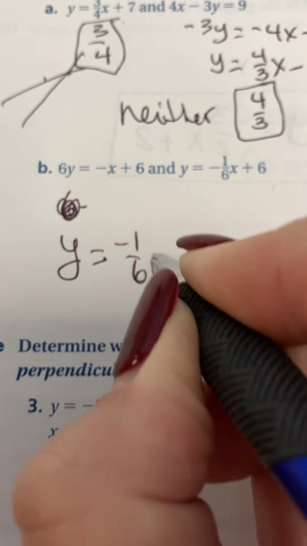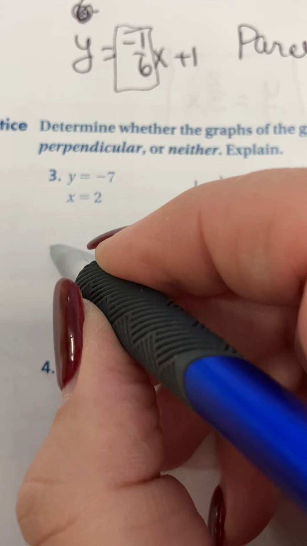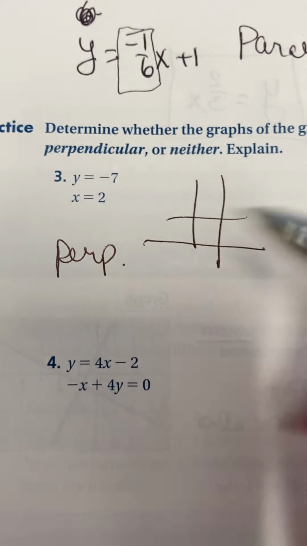Okay, when you take a look at this, same thing. If you ever have an x equals and a y equals, we graph these. Remember, the x equals is a vertical line, a y equals is a horizontal line. Vertical and horizontal are always perpendicular. Okay, I'm not going to do that last one.